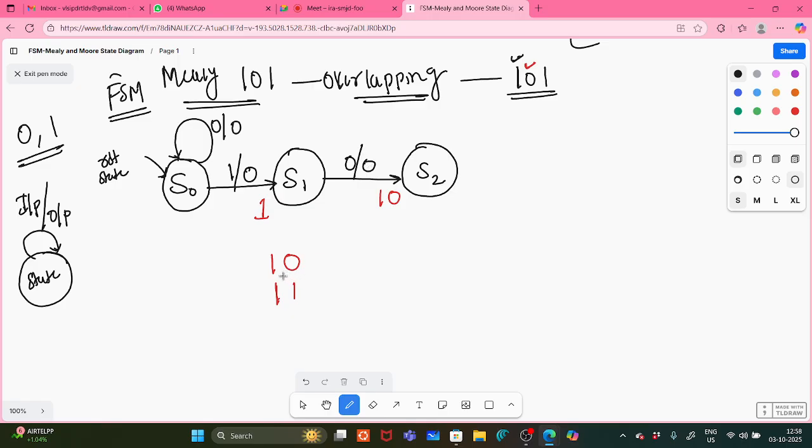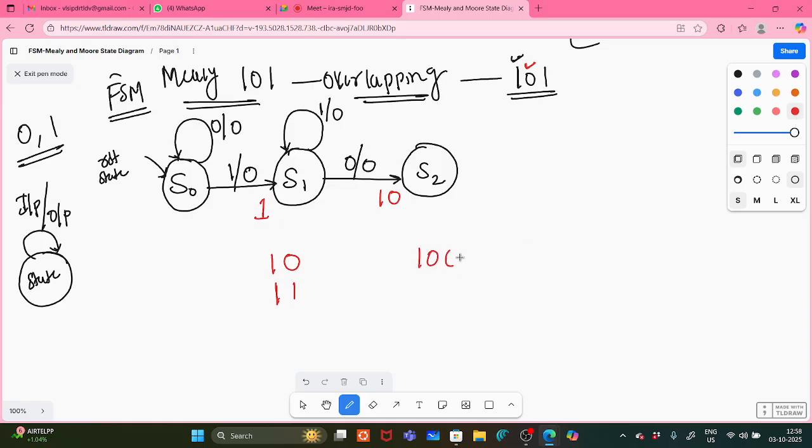If it is 1 1, okay, I am checking for at S1. If it is 1 1, so basically suppose if I see here this input is 0 only. So 1 1 means what? It will be in the same state only. So 1, I didn't get the sequence, the output is 0. Okay, output is 0.